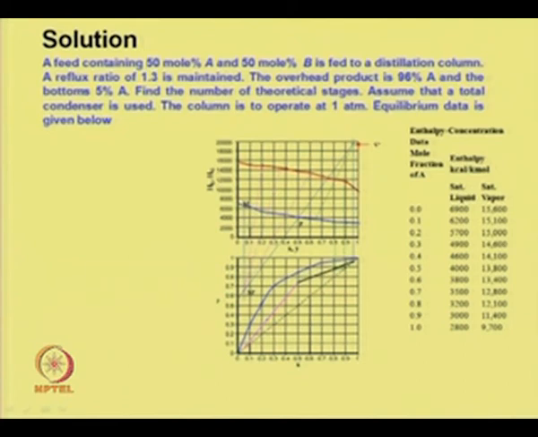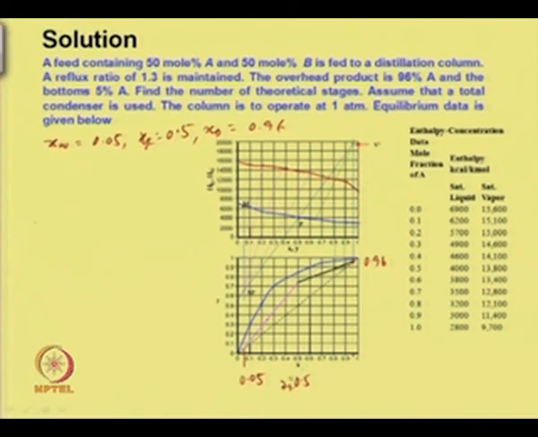So, we have located the point V dash, given that XW is equal to 0.05, XF is 0.5 and XD is 0.96. So, these points are located. This is at 0.96, this is XW which is 0.05, and this is the feed point which is 0.5.